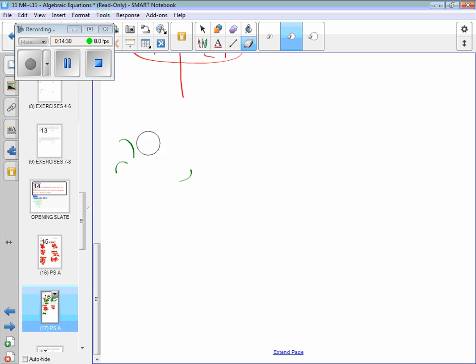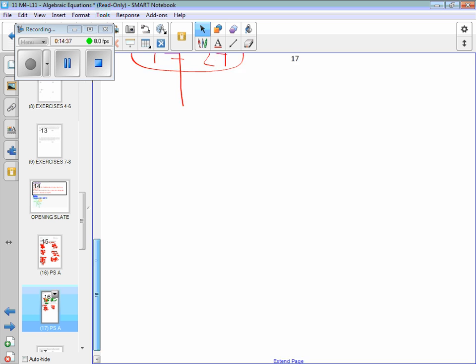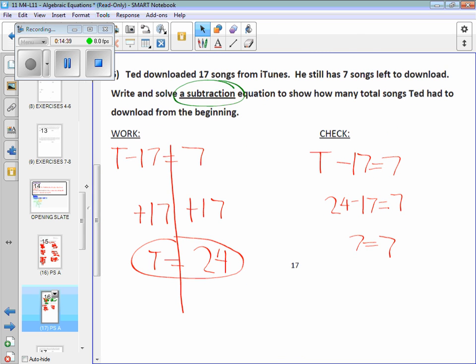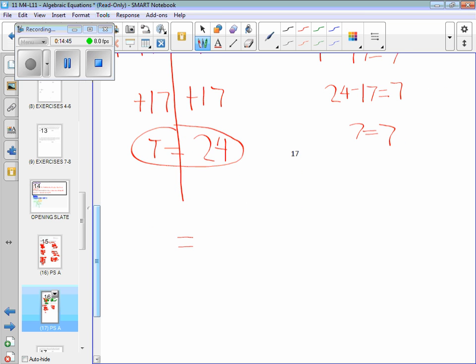Let me show you the second way, because I really want to move on to day 2, which is really not day 3. The other way you could set it up, using the pieces that they give you. I have 17 songs, right, so far. There's still more left to download. I know I need an equation. And I know I need to use subtraction. So I start with that. And I can actually make my railroad tracks if I want.